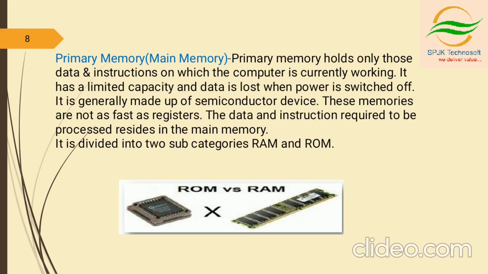Next, coming to the primary memory. Primary memory is computer memory that is accessed directly by the CPU. This includes several types of memory such as processor cache and system ROM. The primary memory or main memory is divided into subcategories. Those are RAM and ROM.